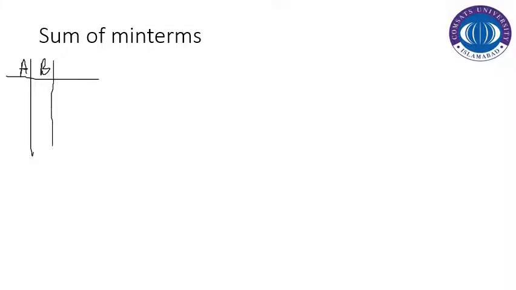And the output is Y, for example, and the possible combinations are 0, 0, 0, 1, 1, 0, and 1, 1. And if you remember the output of exclusive OR gate, what was the output? That was 0, 1, 1, 0.